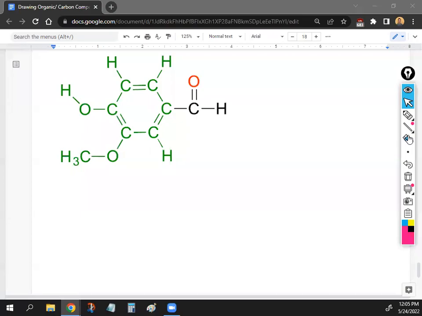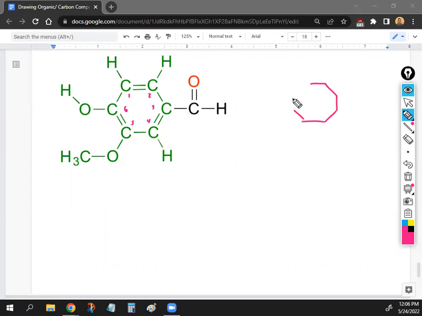Okay, so same thing as usual. We want to start by counting the carbons. So we got 1, 2, 3, 4, 5, and 6 in the middle. So let's start just by drawing that middle shape. So we got another hexagon. So we're going to make a 6-sided shape.